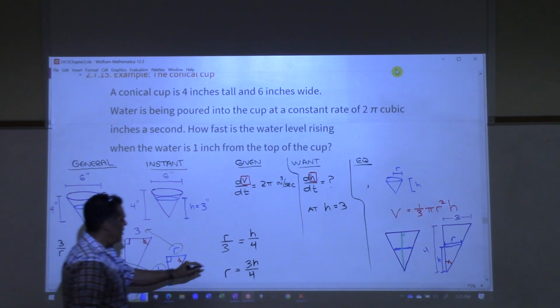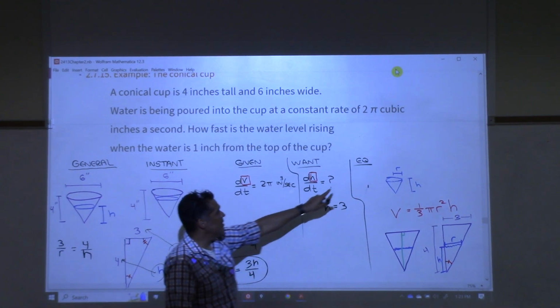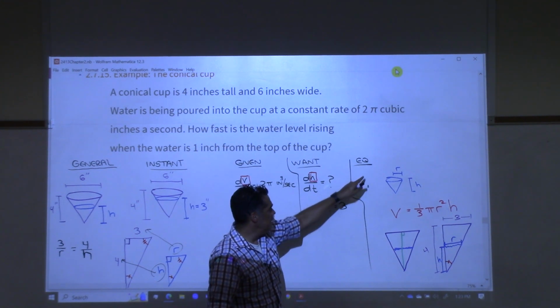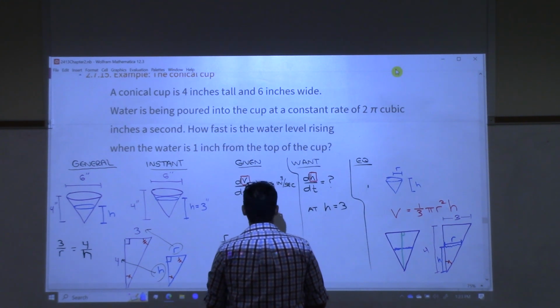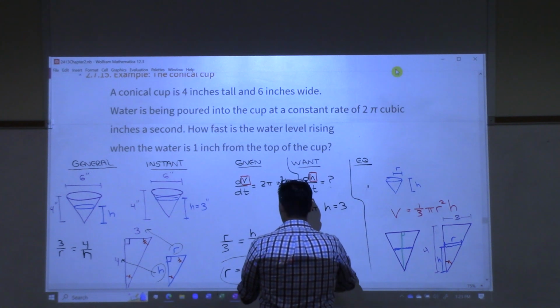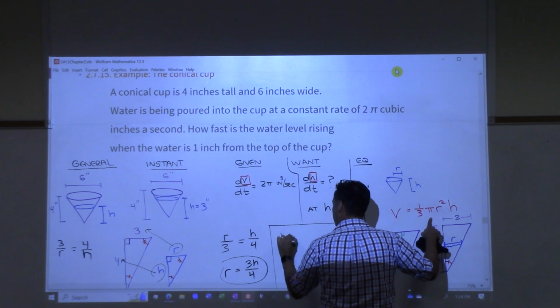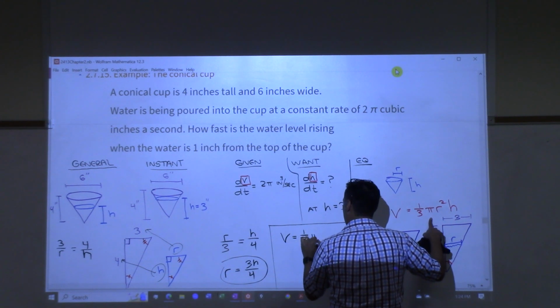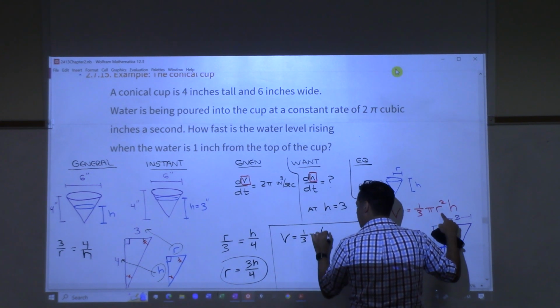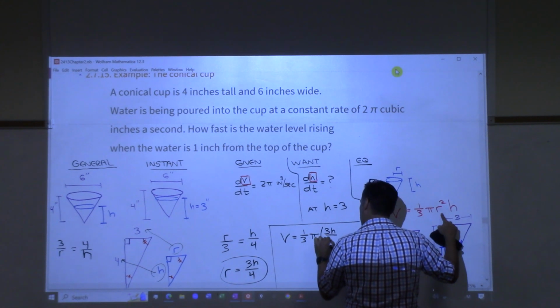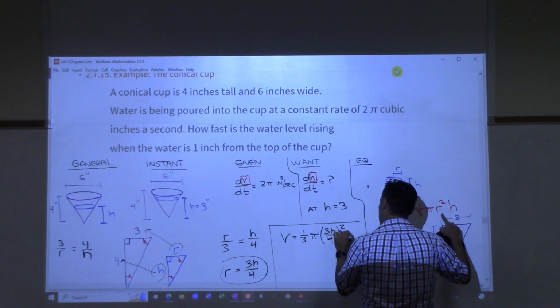All right, so here we go. I'm going to go back. We're still trying to get the equation. I'm going to go back to that equation. I'm running out of room, so I'll try and squeeze it in right here. I'm going to go back to my volume equation. My volume is 1/3 pi, but the radius I just said was 9h over 4. That radius squared times h.